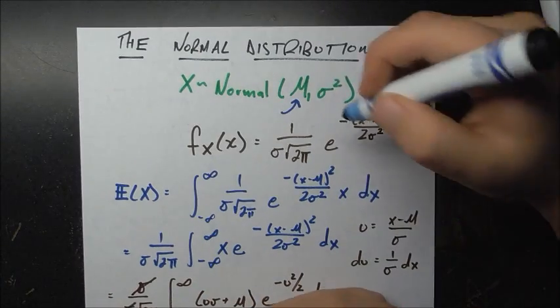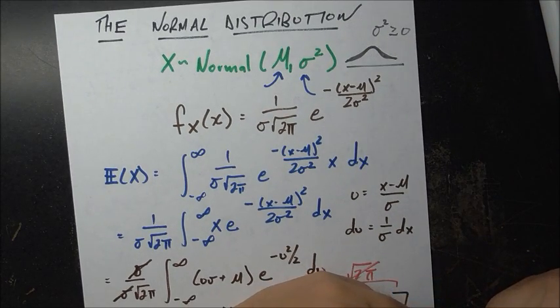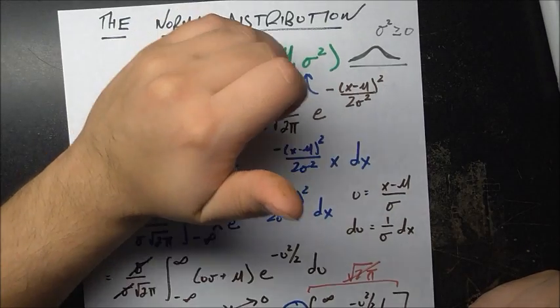So again, look at the parameters. To find the variance, all you have to do is look at this parameter right here. So that's the way the normal distribution is defined. It's defined in terms of its mean and its standard deviation.